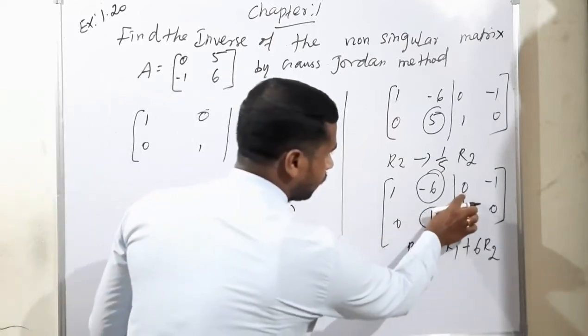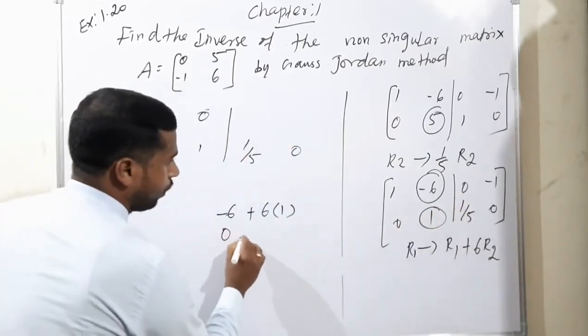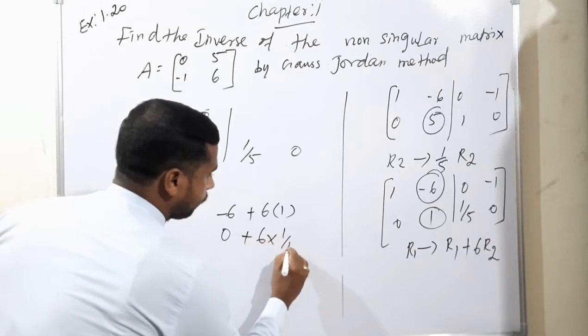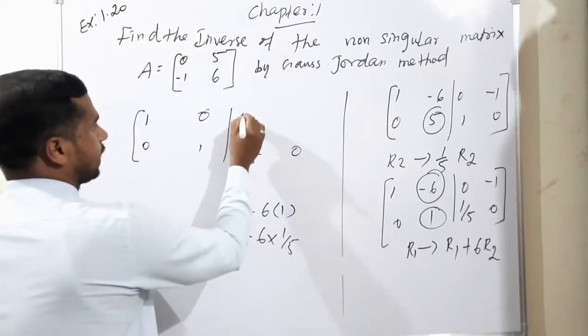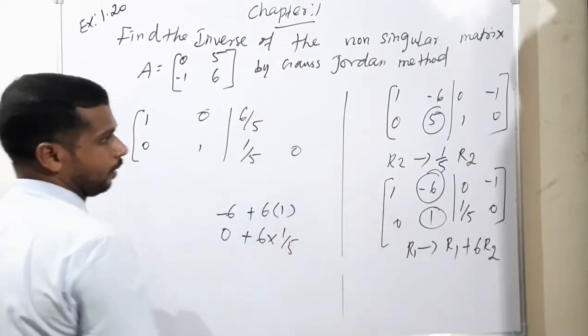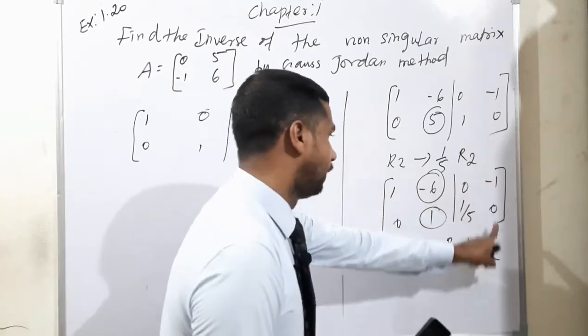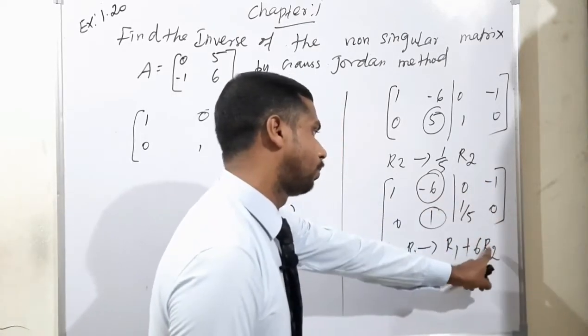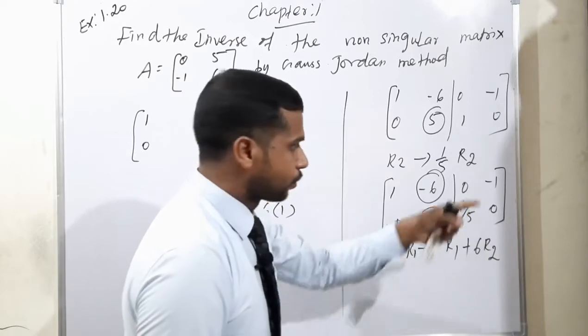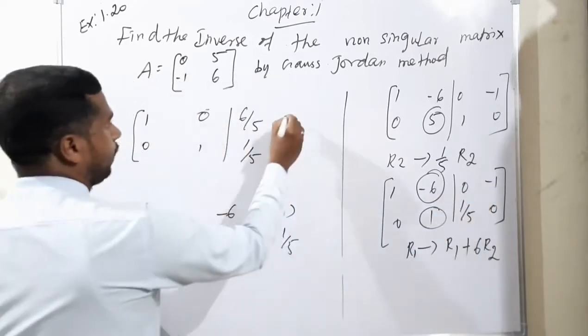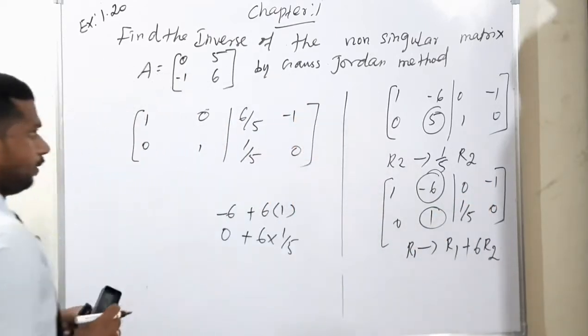Next term, 0 is there. 0 plus 6 into 1 by 5, so definitely 0 plus 6 by 5 will come, 6 by 5. Next term, minus 1 is there. Because R2 has 0, into 0 anything means the value will be 0. So minus 1 plus 0 means the value will be minus 1. Listen.